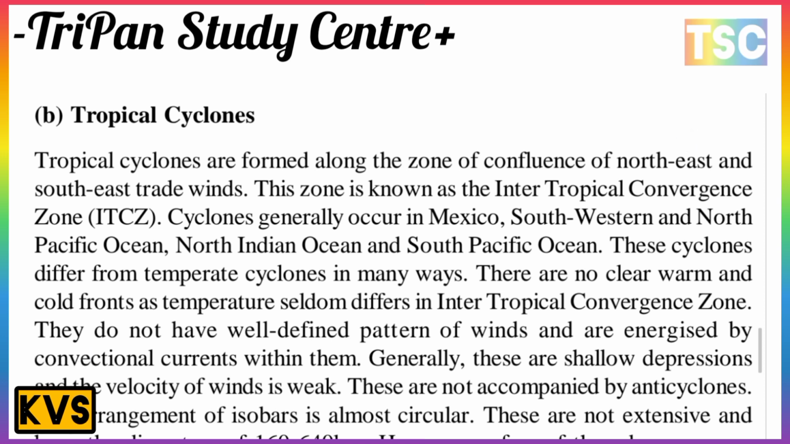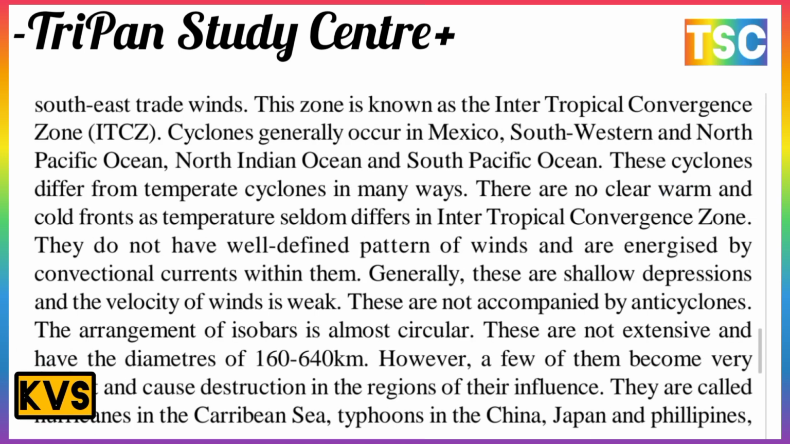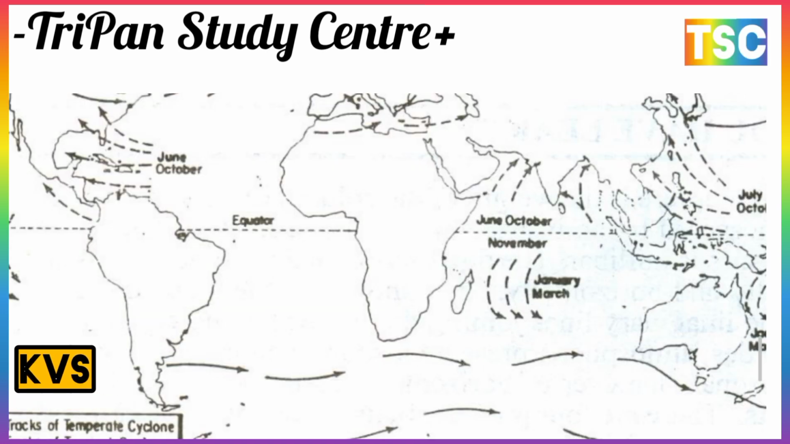This is important. These are not extensive and have a diameter of 160 to 640 kilometers. That is the most important diameter here. However, a few of them become very violent and cause destruction in the region of their influence. They are called hurricanes in the Caribbean Sea and typhoons in China, Japan and the Philippines. Here we show the temperate and tropical cyclone.